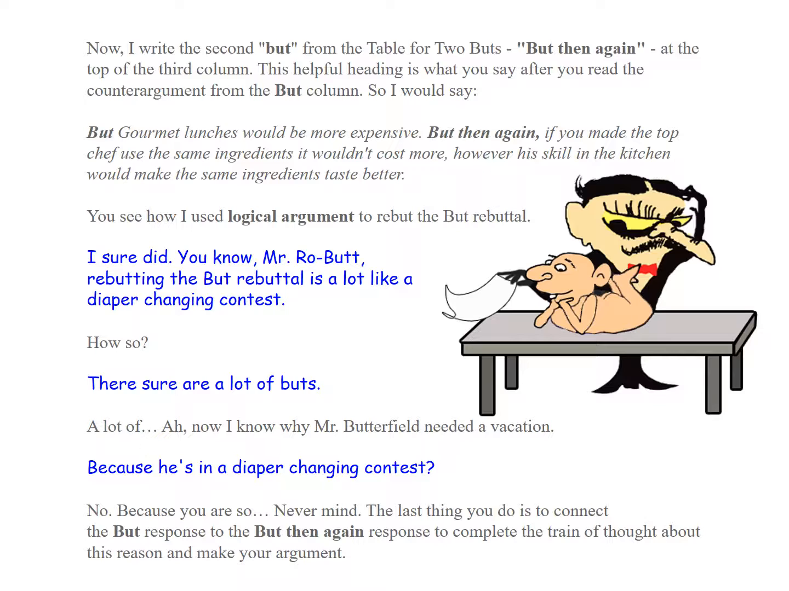This helpful heading is what you say after you read the counter-argument from the but column. So I would say, but gourmet lunches would be more expensive. But then again, if you made the top chef use the same ingredients, it would cost the same. However, his skill in the kitchen would make the same ingredients taste better. You see how I used logical argument to rebut the but rebuttal?